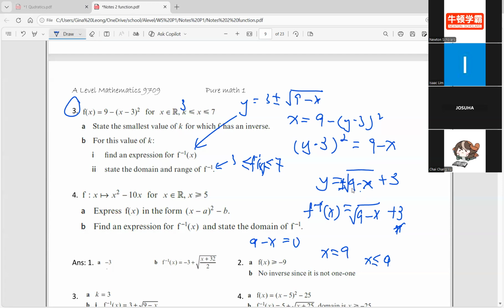Why do we have to put less than? Because when we put more than, right? So 9 minus x, this one, square root cannot have negative, meaning that this one must be more than 0. So when you move this one here, you will get x less than 9. This is the way to do it.